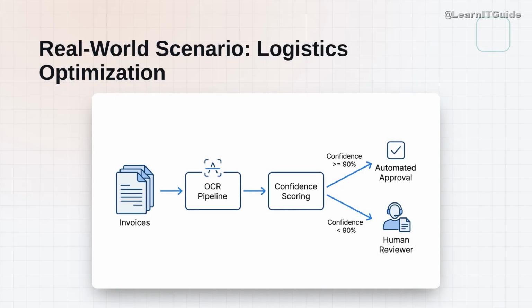Let me give you a real-world scenario. A global logistics provider was handling 500,000 shipments every single day. They were drowning in manual invoice reconciliation. They built an automated OCR pipeline with a confidence scoring threshold. If the model confidence dropped below 90%, it automatically routed the invoice to a human reviewer. By doing this, they reduced manual data entry by 85% and saved $2 million annually. That is the kind of impact you want to demonstrate in your projects.